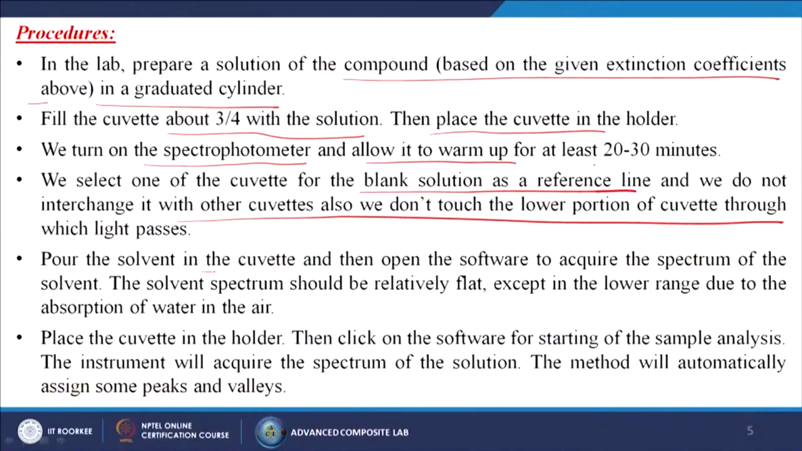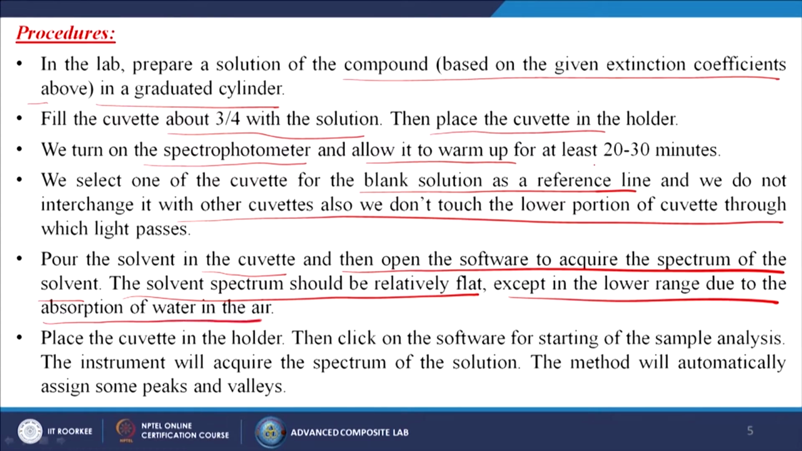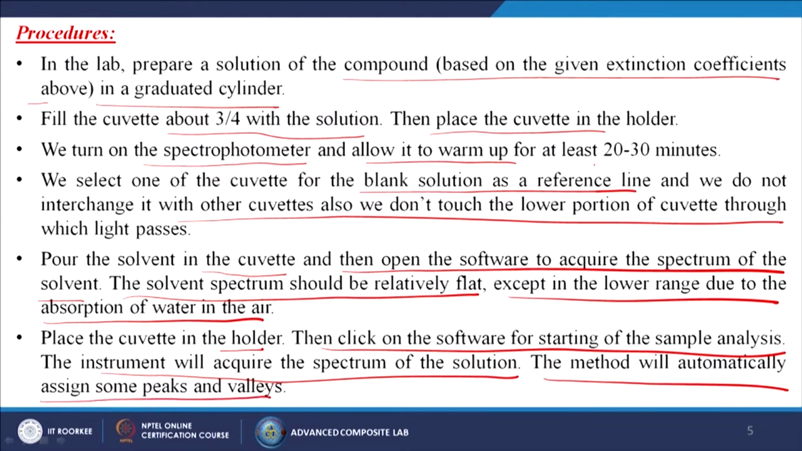Pour the solvent in the cuvette and then open the software to acquire the spectrum of the solvent. The solvent spectrum should be relatively flat except in the lower range, due to the absorption of water in the air. Place the sample cuvette in the holder, then click on the software to start the sample analysis. The instrument will acquire the spectrum of the solution. The method will automatically assign some peaks and valleys. So, this is the whole procedure of how we perform UV-vis analysis for our sample.